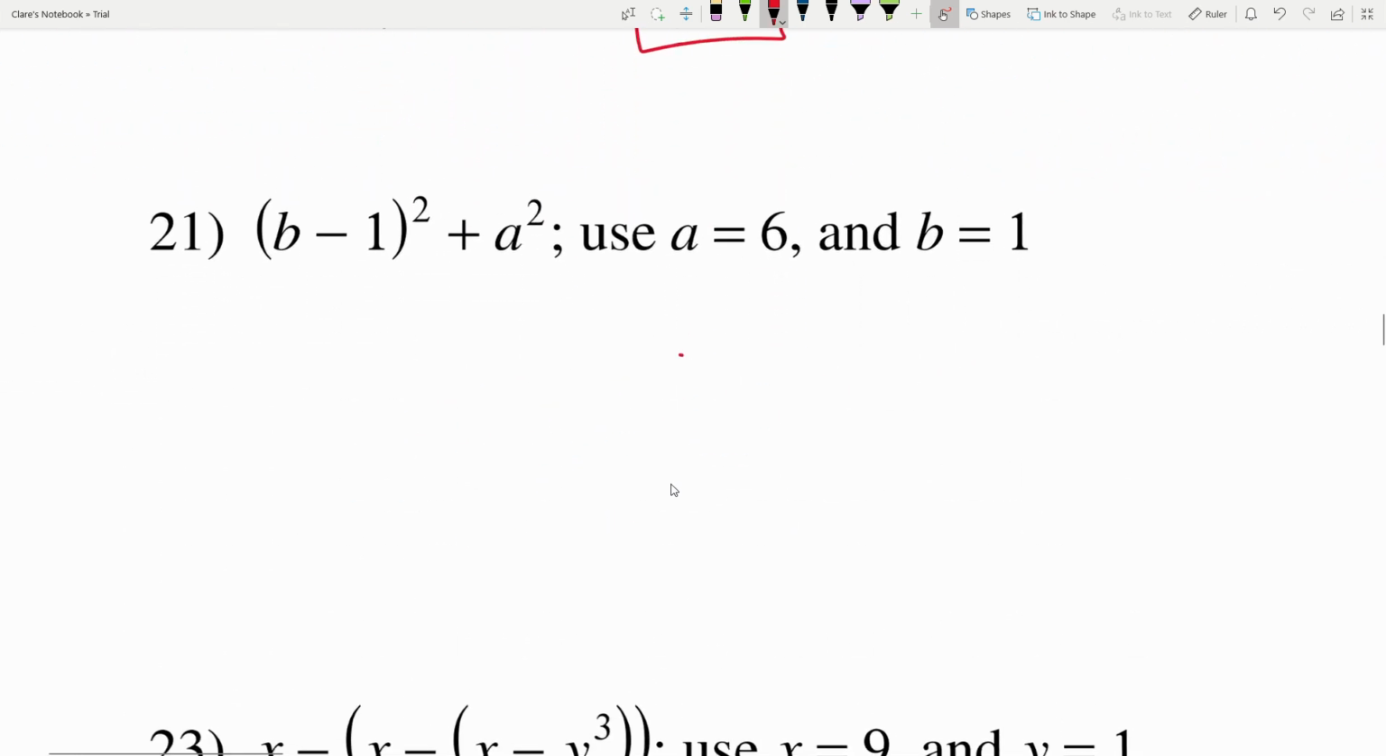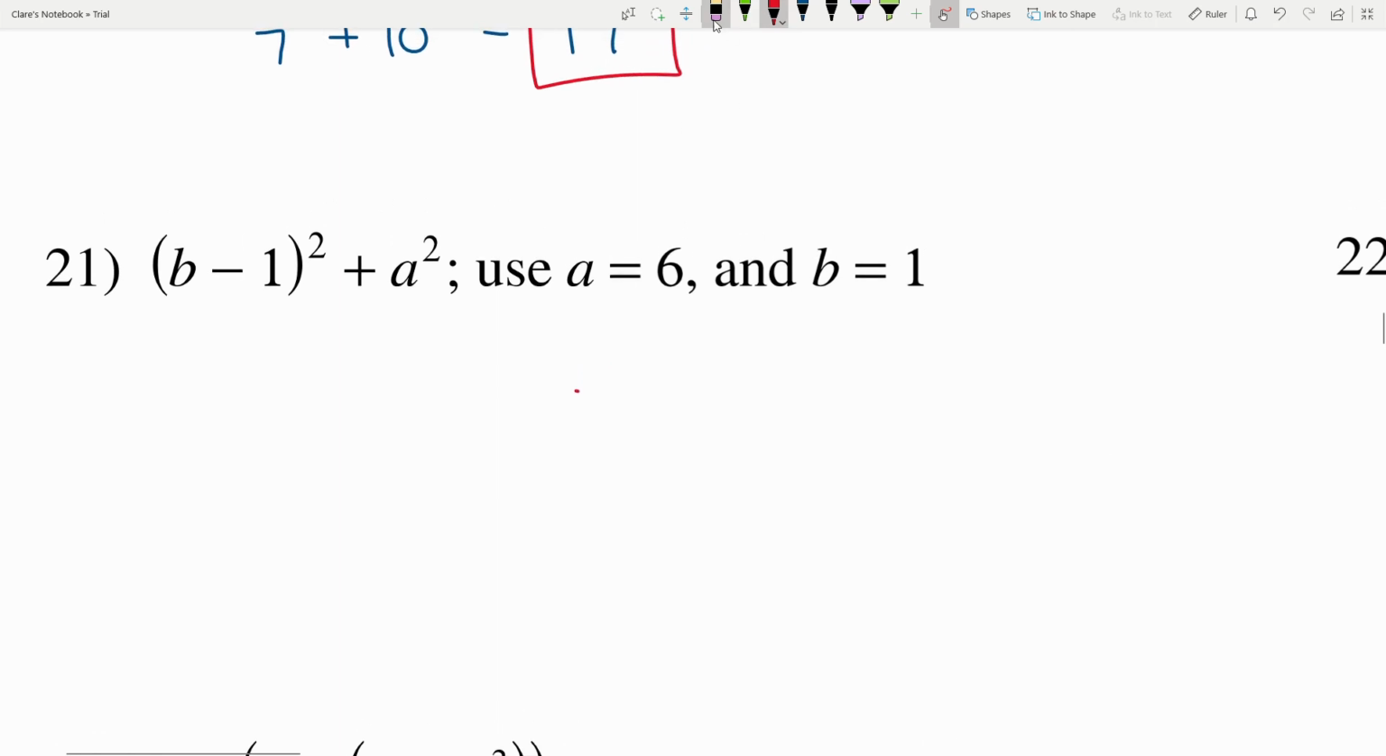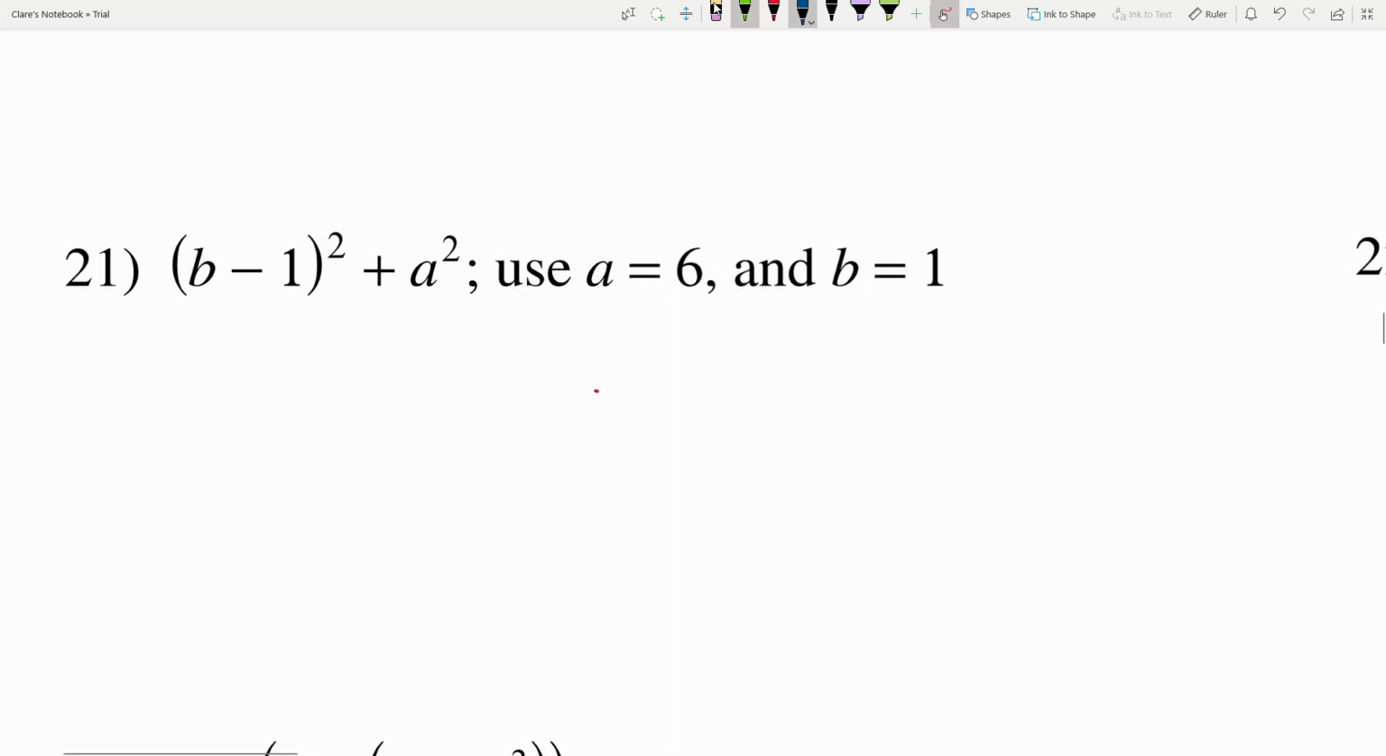Now on to number 21, and by now we should be fairly comfortable with figuring out what goes where and what to plug in, so I'm not going to highlight this time, but remember to follow along. We have b minus 1 squared, and b is 1. So I have 1 minus 1 squared. But that's not my whole expression because I have to add a squared, and a is 6.